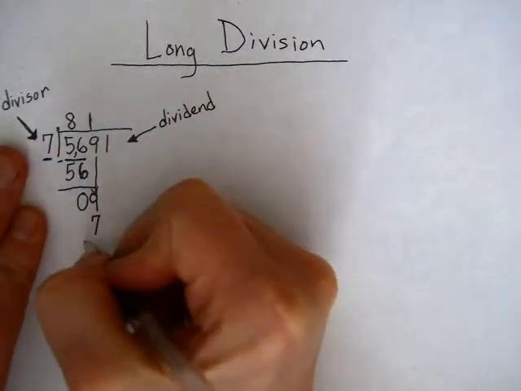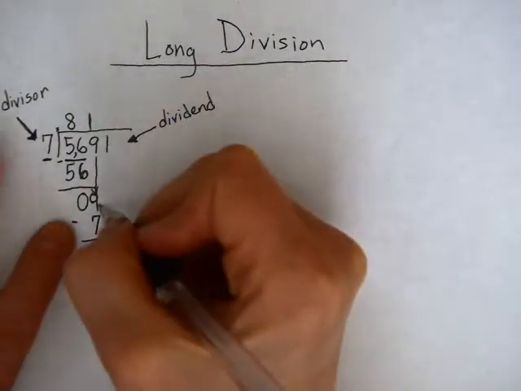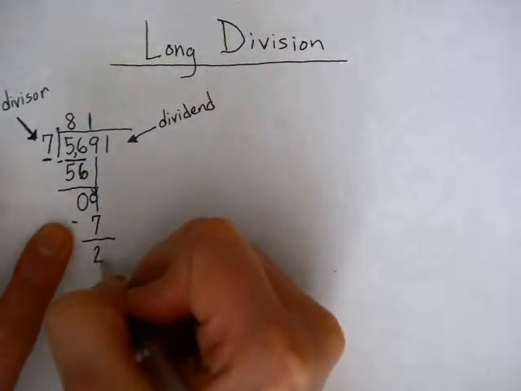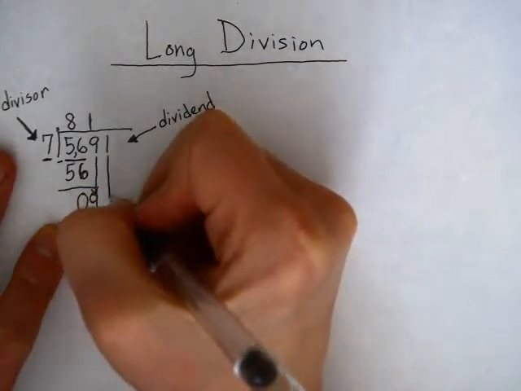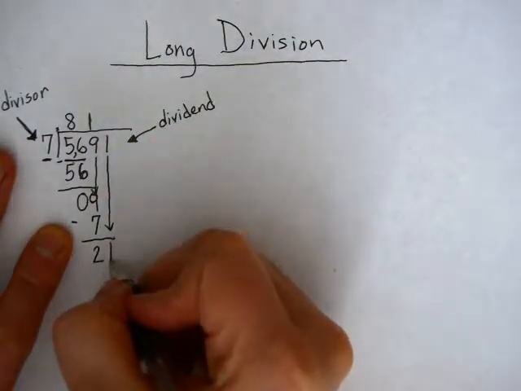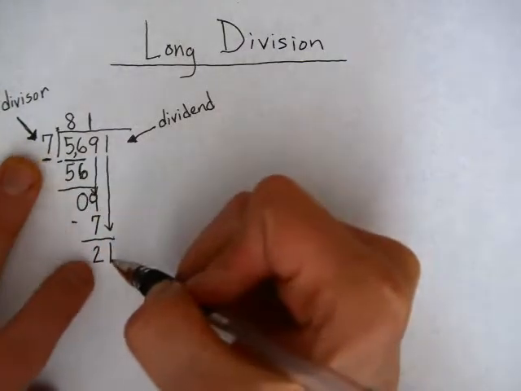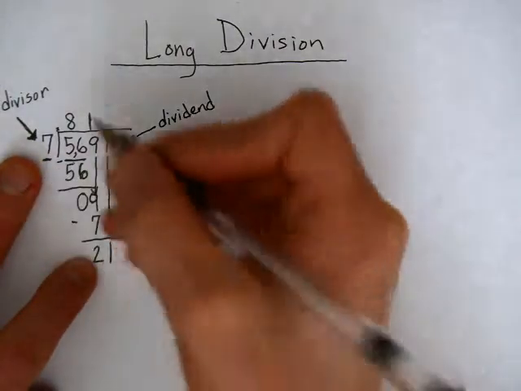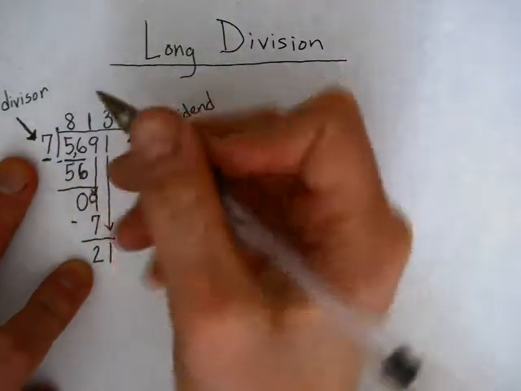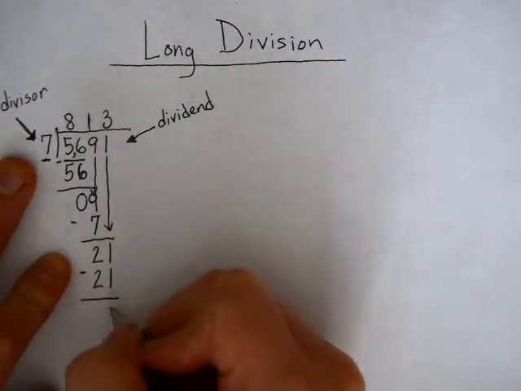So in this case, I do have some left over. This is where I have to do some subtraction. 9 minus 7 equals 2. And then I bring this 1 down. You bring it down one number at a time. So I have 21 here. Then I say, okay, how many times does 7 go into 21? 7 goes into 21 3 times. 7 times 3 equals 21. 21 minus 21 is 0.